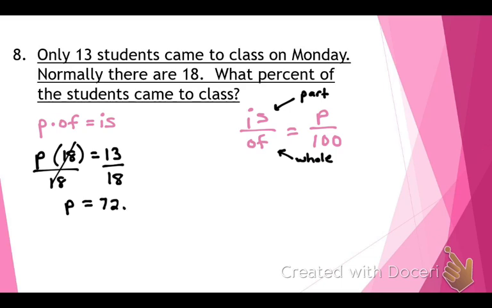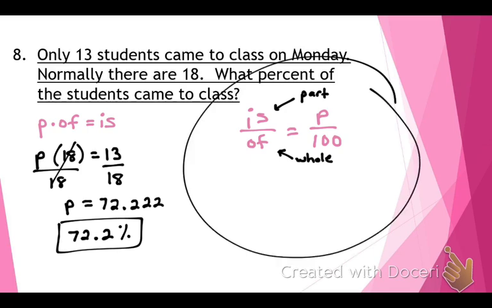Okay, it says 72.222222222. When you have something that goes on and on forever, we will always round to the nearest tenth. What would that be rounded to the nearest tenth? 72.2. Now look, the original problem says what percent? Does 72.2 say percent? No, so what do I need to put on it? A percent sign.